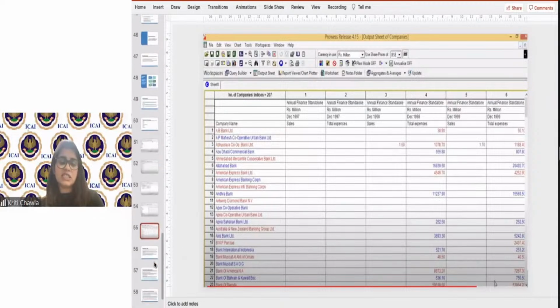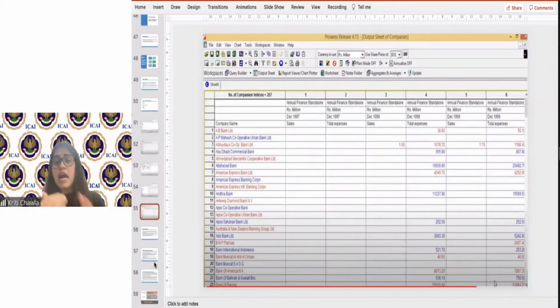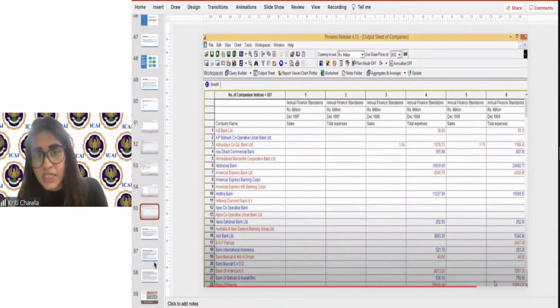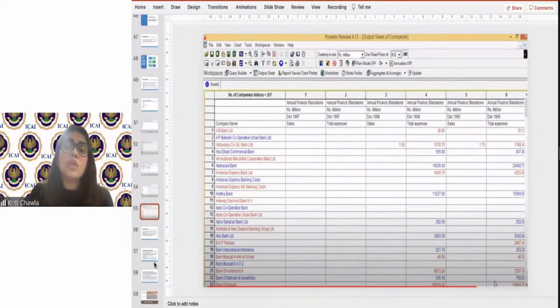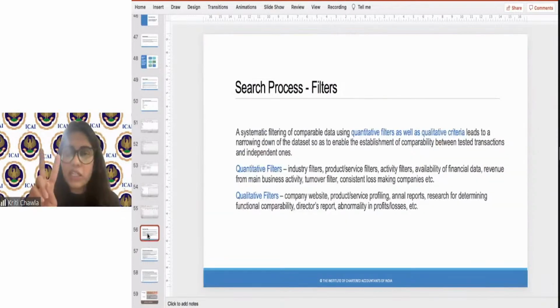Now, the point is, how do you filter it down more? Because I can't compare my company to 207 companies. So that is where you have to adopt something called qualitative filters and quantitative filters. There is a two-step filtration process that I will adopt on these 207 companies. So I will tell the database that I want to adopt a quantitative filter. That basically means that only for companies for which the sales figure is given, only give me that information.